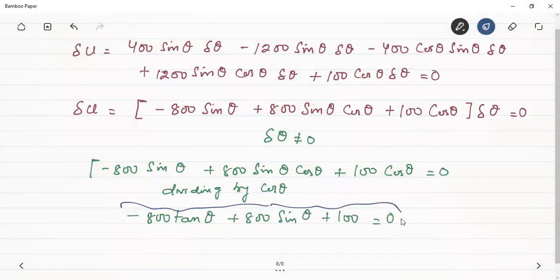Although the variable is only one, that is theta, we have two trigonometric functions, that is tan and sine. Therefore, it's not possible to solve by the conventional method. It can be solved by numerical methods, or we can also solve it on the scientific calculator. It can be seen that theta is equal to near about 35 degrees. We get that theta is equal to 35 degrees.